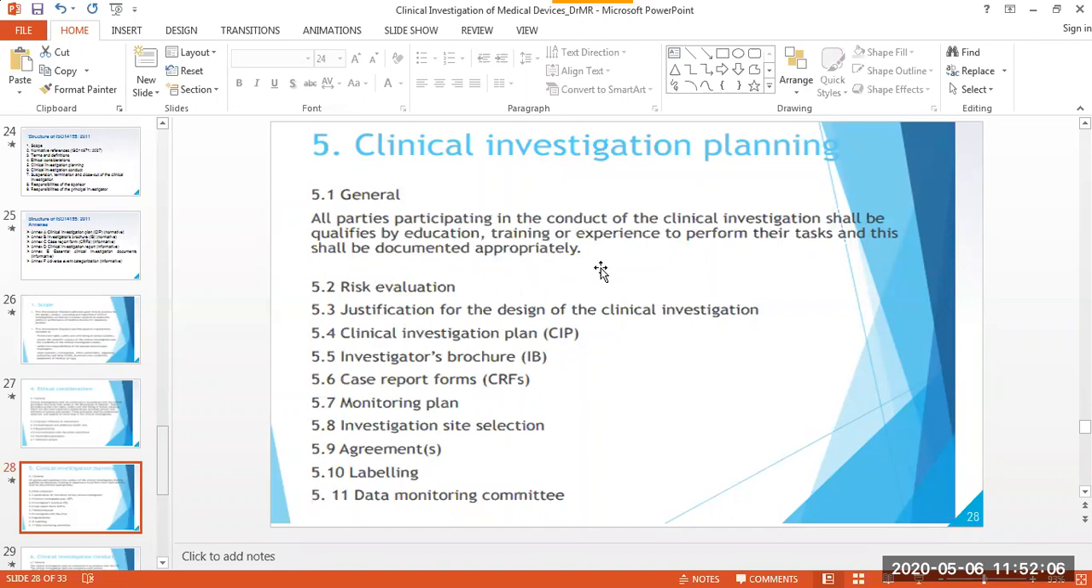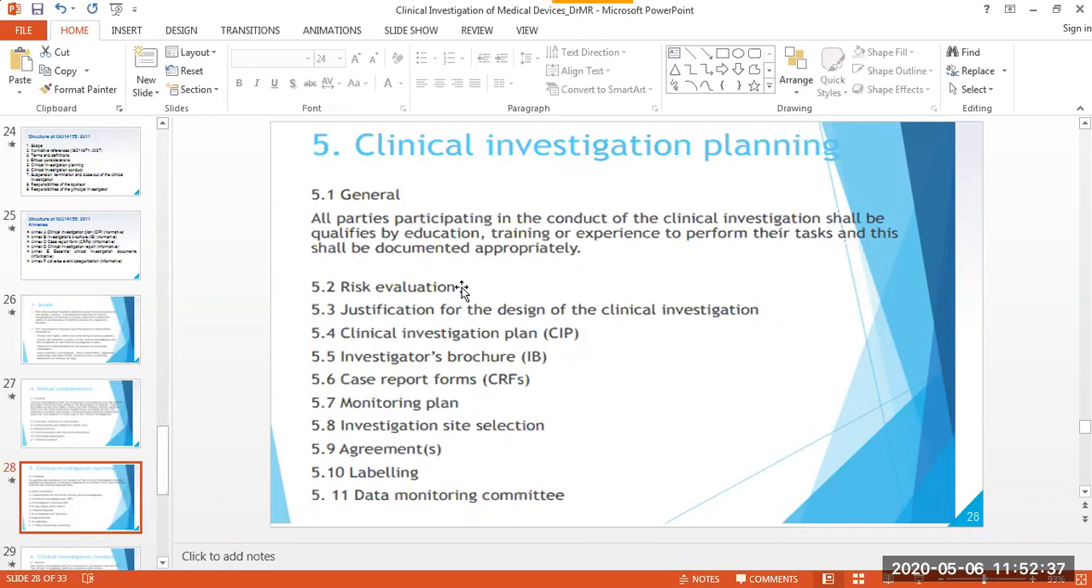All parties, that means those who are involved in conducting a clinical investigation, must be educated and properly trained, be it the sponsor or the investigator. Everyone must be trained or experienced to perform these tasks. So that is 5.1. And 5.2 is the risk evaluation. Before conducting a clinical investigation, you have to evaluate the possible risk, which is explained under risk evaluation.